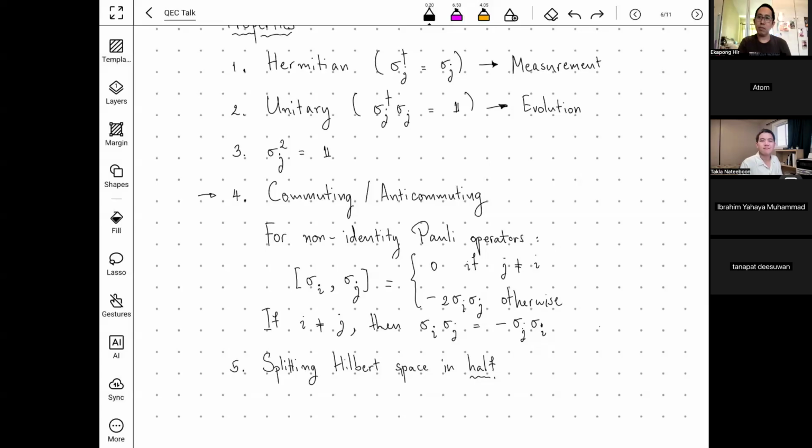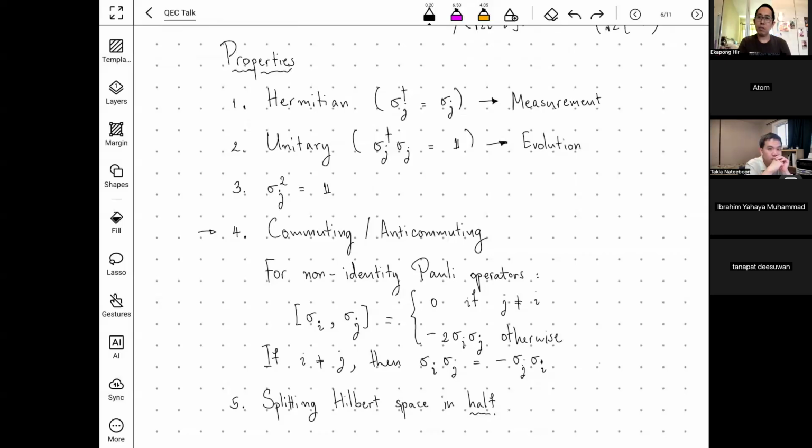Because if you have the third one, that would mean sigma j is its own inverse. But in that case, it doesn't mean that it has to be Hermitian, it doesn't mean it has to be self-adjoint. But anyway, 1 and 2 imply 3 already, right? Okay.